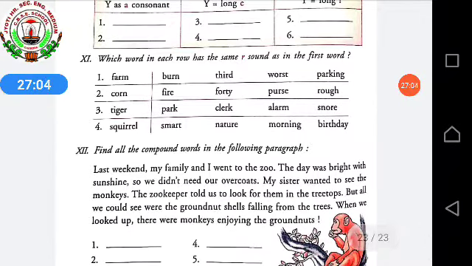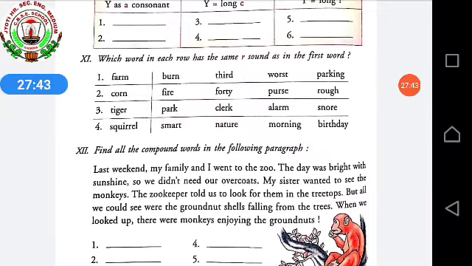Next, find all the compound words in the following paragraph. Here you have to find all the compound words. What do you mean by compound words? Compound words are those words in which two different words having different meanings join together and make a single meaningful word.